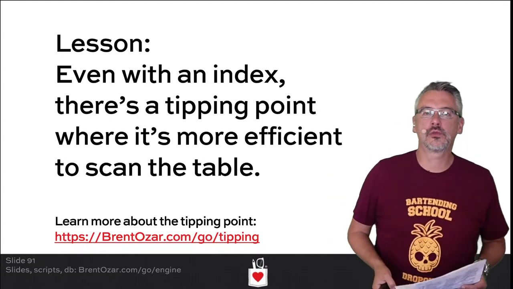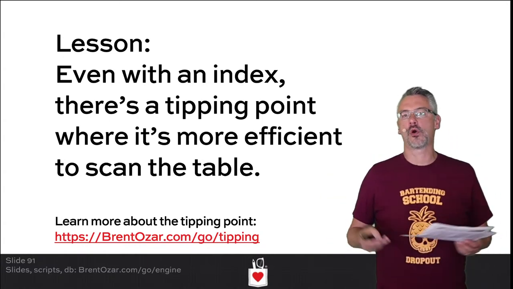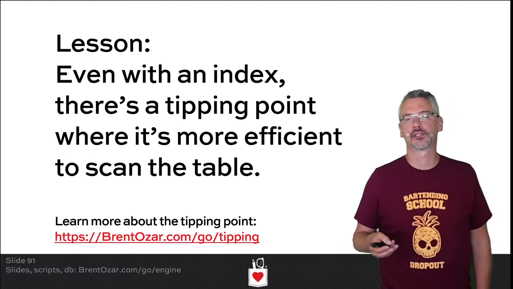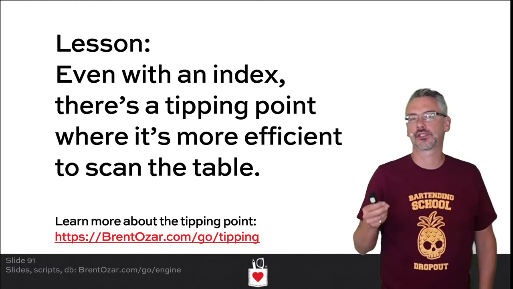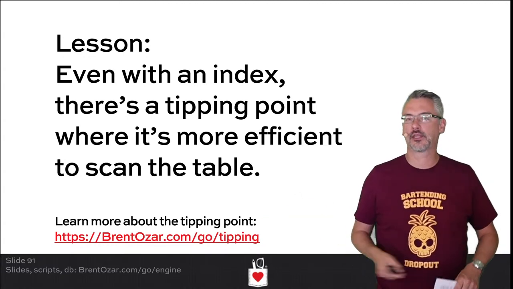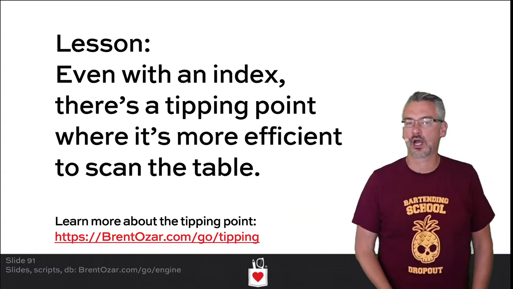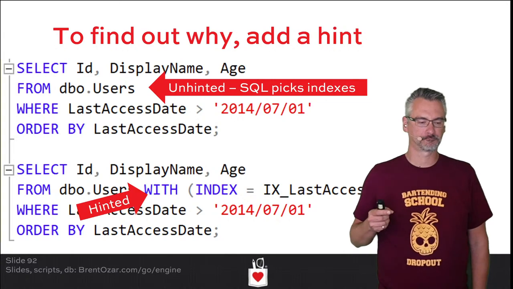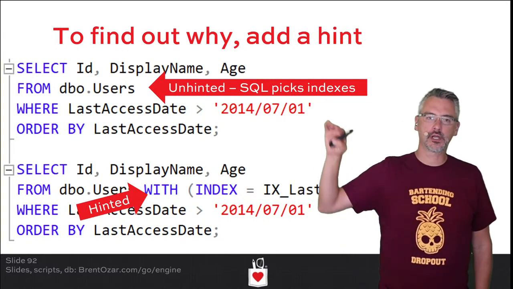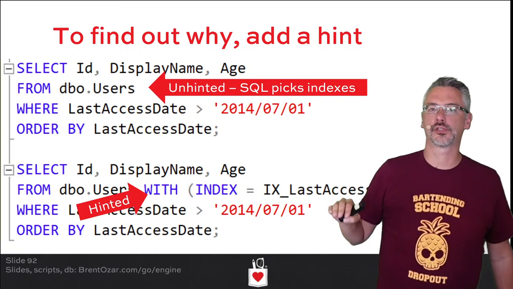And when I tell you that there's a tipping point, people want to know what the exact number is. That is not how SQL Server works. There's not a specific fixed number like 5% of the rows or 10% of the rows. And I document how that works over at brentozar.com/go/tipping. To find out how SQL Server makes that decision, what we're going to do is run two versions of our query.